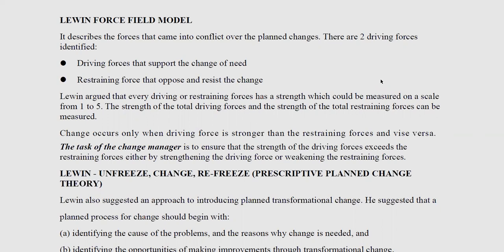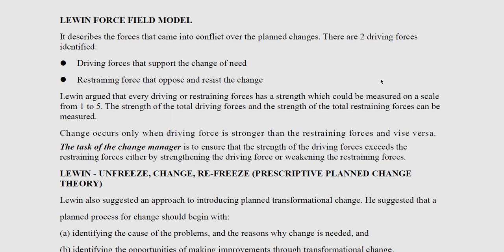All these things, we can look at them. So Lewin argued that every driving or restraining force has a strength which could be measured on a scale of 1 to 5. When it gets to 5, very strong. So the strength of the total driving forces and the strength of the total restraining forces can be measured. So change will only happen when the driving forces are stronger than the restraining forces, and vice versa.